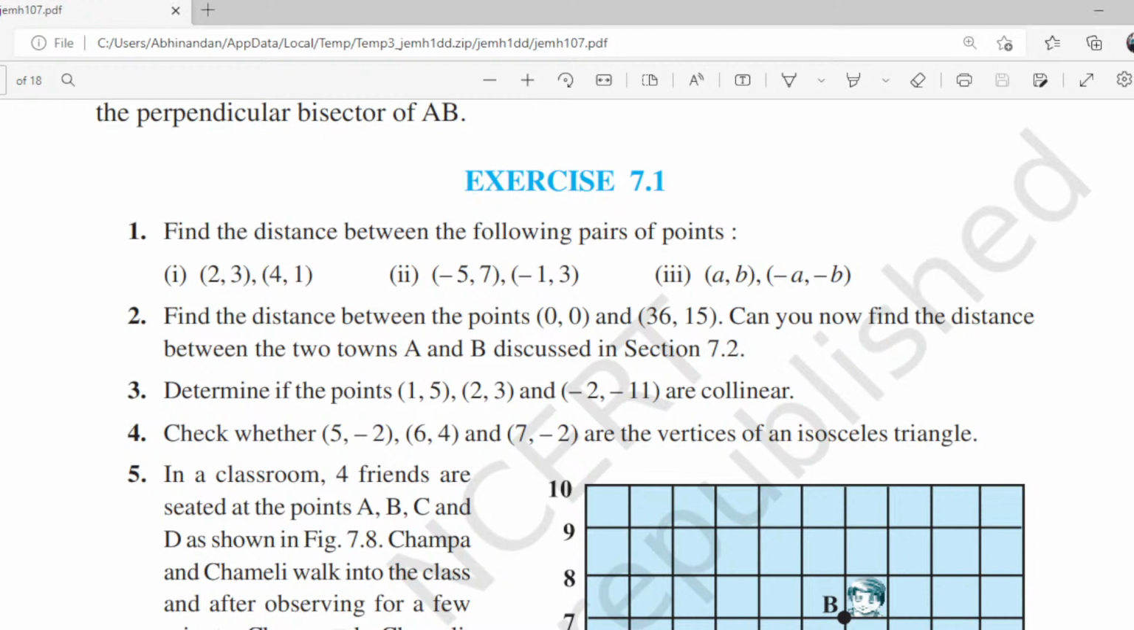The first problem: find the distance between the following pair of points. 2, 3, 4, 1; minus 5, 7, minus 1, 3. So you have to just apply the formula. For example, I am taking the last, the third one, AB. How to solve that? Some students may find difficulties in this section.